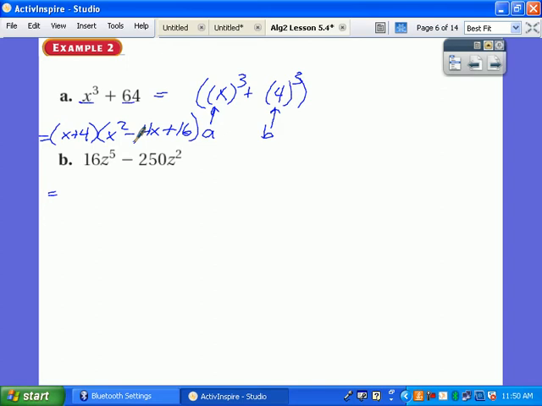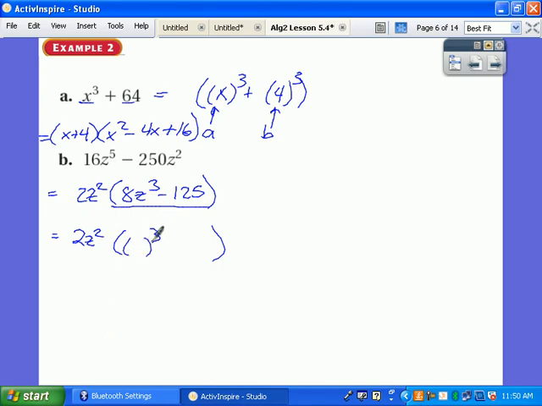Oh, that's right. What's the first type of factoring I need to do? I have to do common term factoring. We can pull a 2z squared out. That gives me 8z cubed minus 125. That's better, right? Now I see cubes, I see 125, which is something cubed. So, again though, let me write this 2z squared. And I need to rewrite this binomial here as something cubed minus something else cubed.